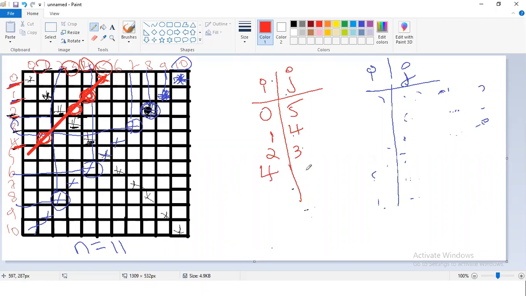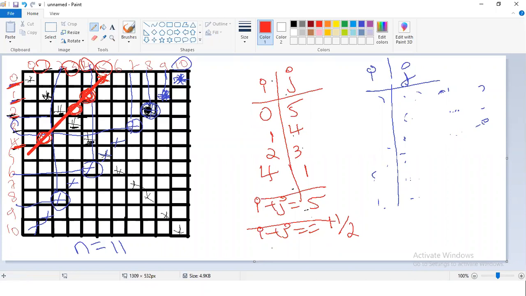I think you are noticing, right? The relation between i and j is very simple. What's the relation here? That is i plus j. If you add i and j, you are always getting 5. Agree or not? Now 5 can be written like this: i plus j equals 11 by 2. 11 by 2 is not 5.5, because the 0.5 is lost in programming. So i plus j equals 11 by 2.